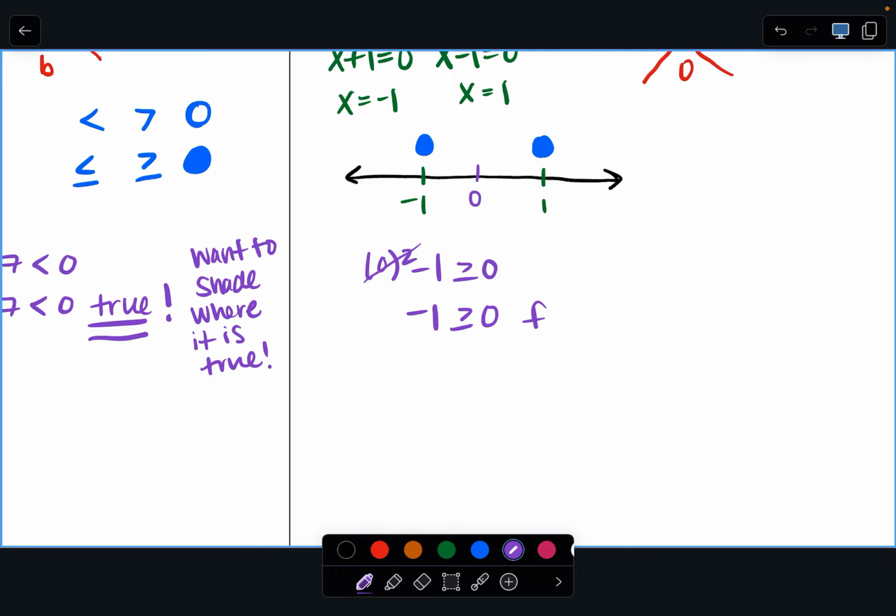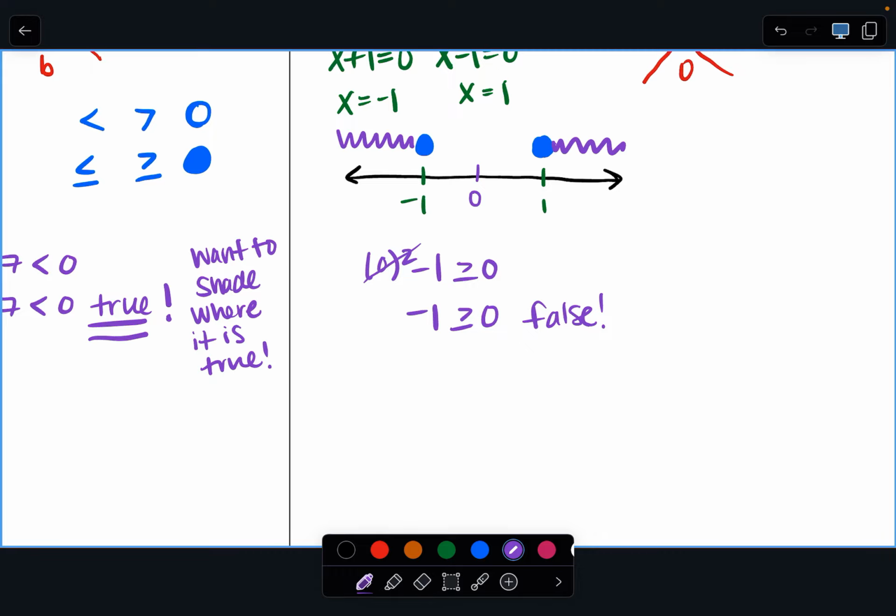False. Now, remember, our little note said we want to shade where it is true. So since it's false on the inside, that means it has to be true on the outside. It's either inside or outside. One of them is true, one of them is false. So if you test a point and it ends up being false, you need to go to the opposite place of where you are. So I'm inside, I'm shading outside.